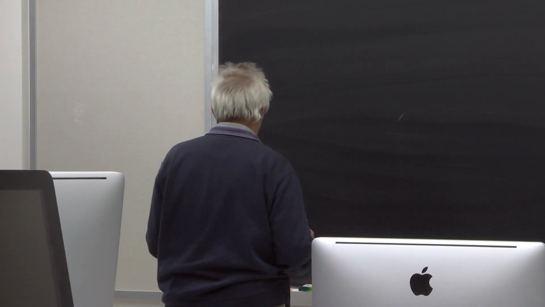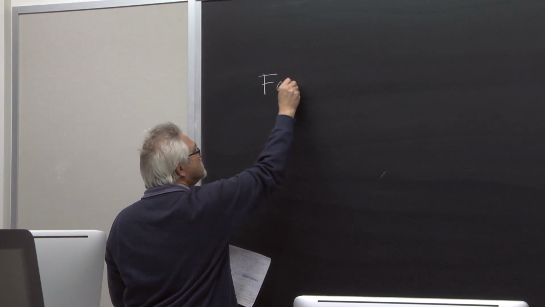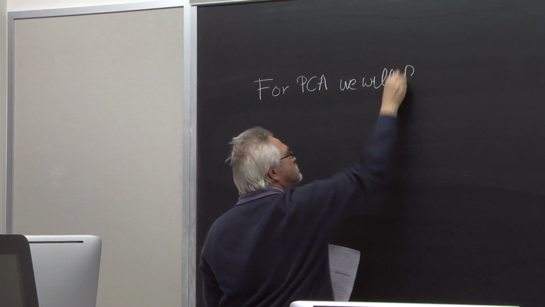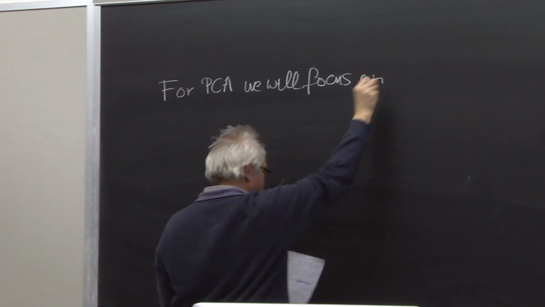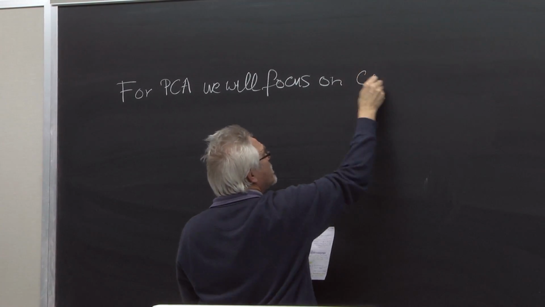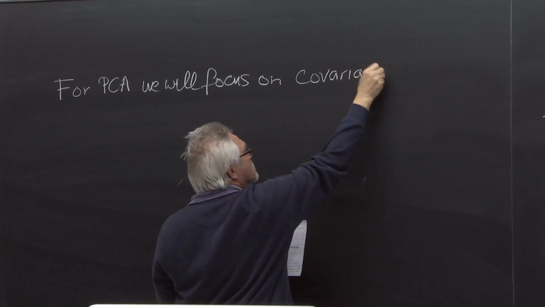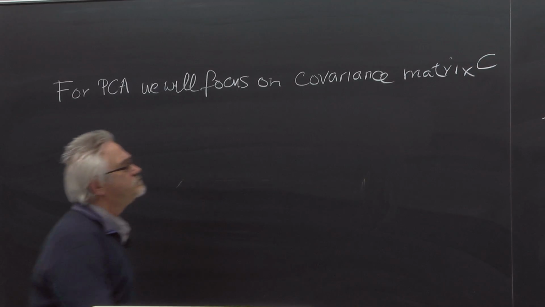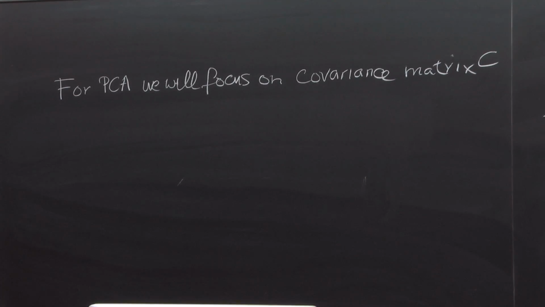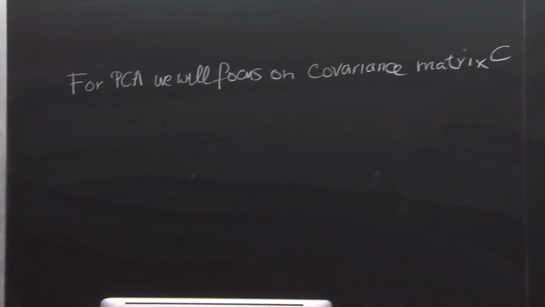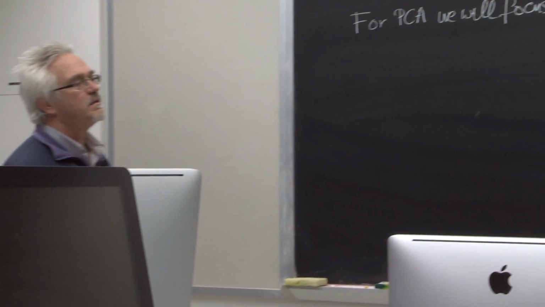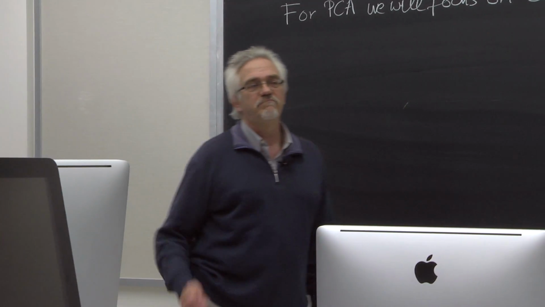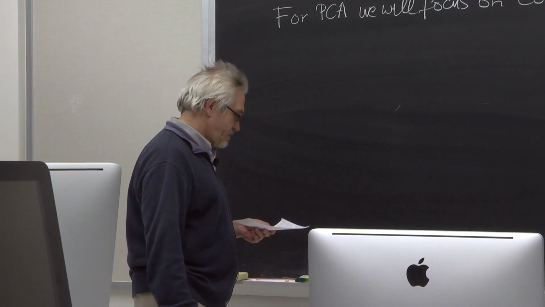Now for PCA, we will focus on the covariance matrix C. And as a matter of fact, I'm using the covariance matrix. You could also have a variant of the PCA where you normalize the covariance matrix and then it's the correlation matrix. But in a way, the procedure is not different.